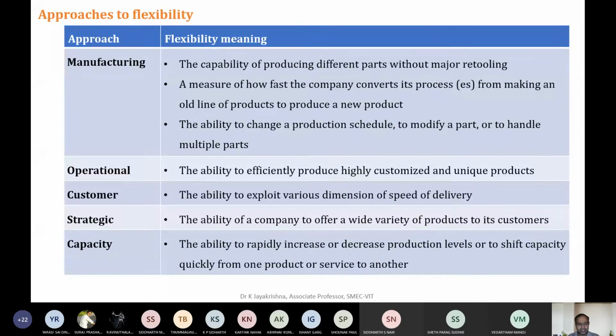When it comes to capacity, this is very important for you to understand. When I should increase the production, when I should decrease the production, depending upon the customer's order. This will vary from one product to another product, or one service to another service. So how to shift the capacity quickly, that is very important.